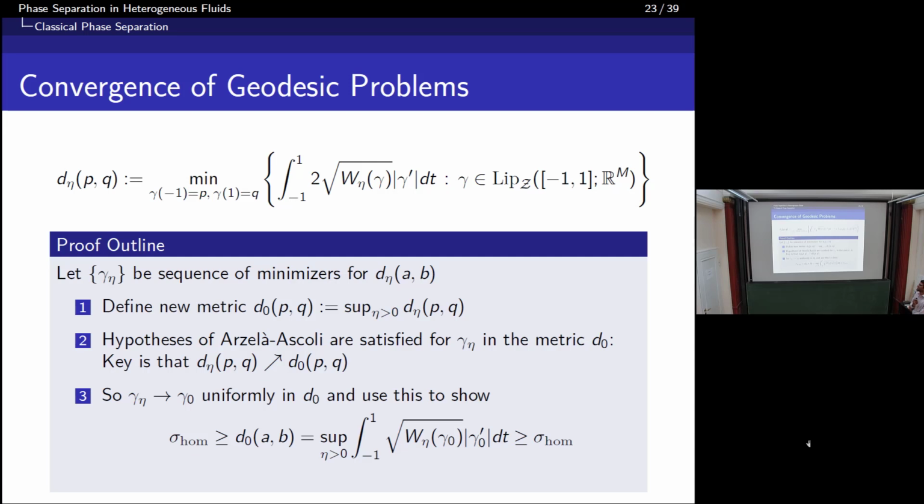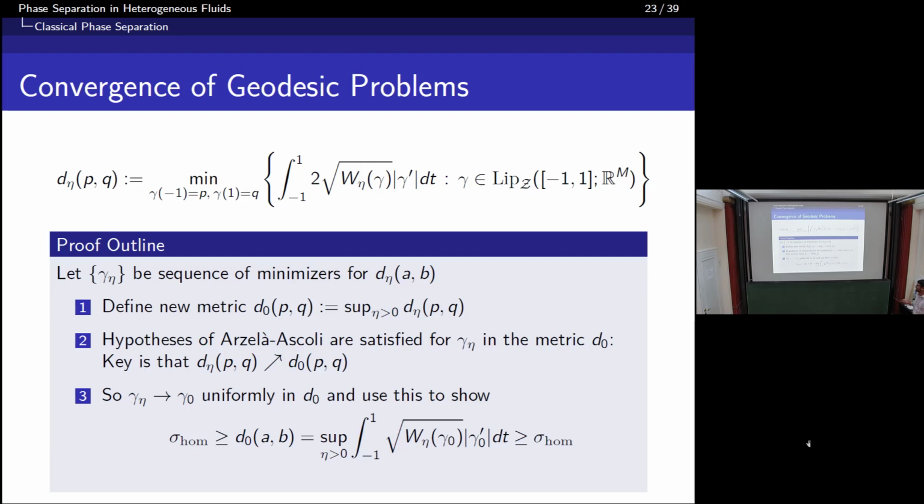So the way we're going to do this is, okay, Zuniga-Sternberg guarantees that we have a minimizer for each eta, right? So you define a new metric, which is d naught, which is the sup of all your metrics. And so what you show basically is that the hypotheses for Arzelà-Ascoli are satisfied for your sequence of minimizers in this metric d naught. And the key thing to use here is the fact that d eta is an increasing sequence of metrics, so it converges to your d naught since it's your supremum. And okay, so you can do that.